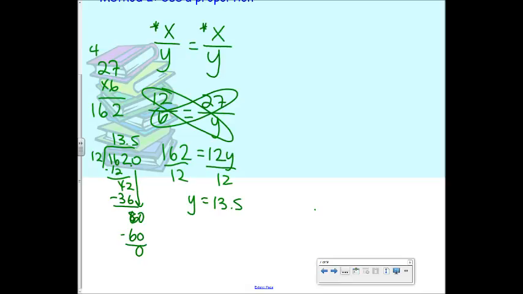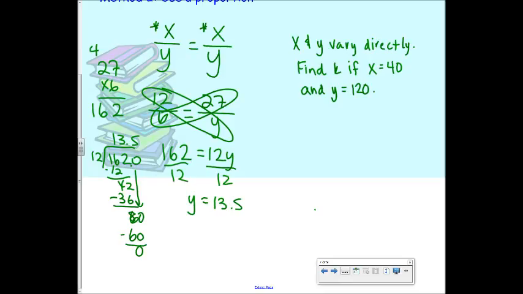Okay, what if I asked you this? What if I asked you to tell me x and y vary directly? What would you do here? X and y vary directly. Find k if x equals 40 and y equals 120. What would you do here? Do I want to use a proportion here, or do I want to use the equation here?